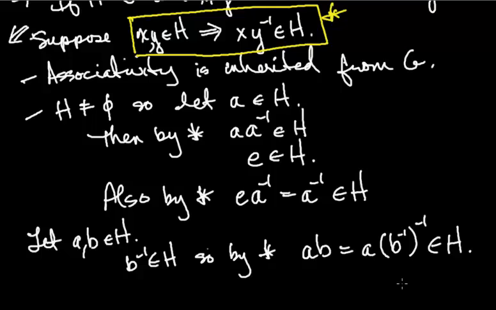All right, so we showed the 4 group properties, and we can say, therefore, H is a subgroup of G.